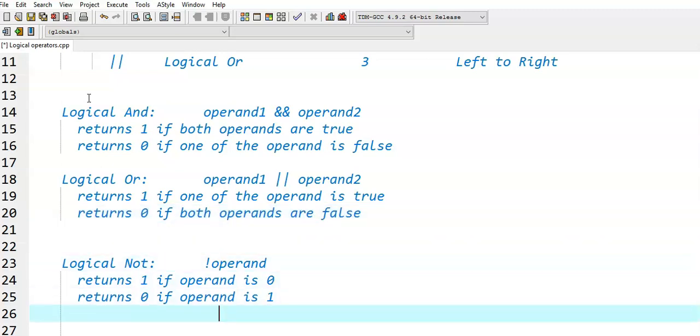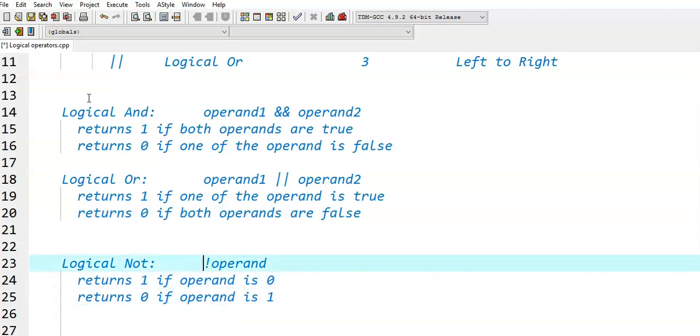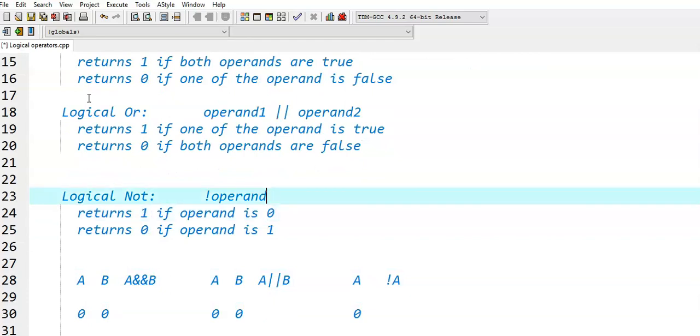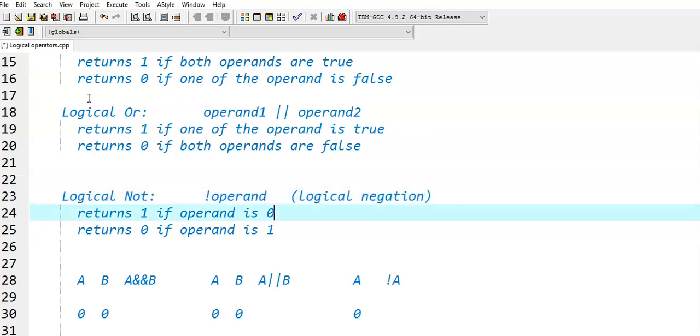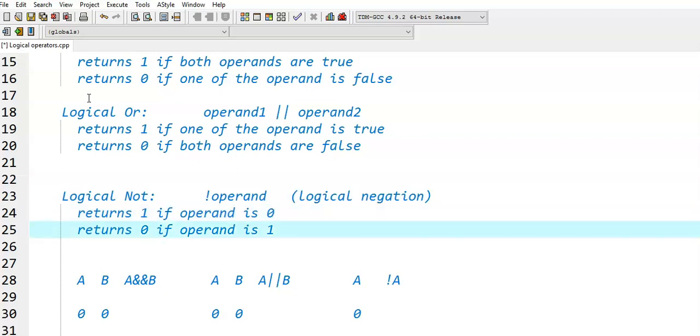Coming to logical NOT, it applies on a single operand. That's why it is called a unary operator. Unary operator means it works on a single operand. Binary operator means it works on two operands. The logical NOT operator is also called logical negation. Why? Because it returns 1 if the given operand value is 0, and it returns 0 if the given operand value is 1. That means it simply negates the true value to false value and the false value to true value.